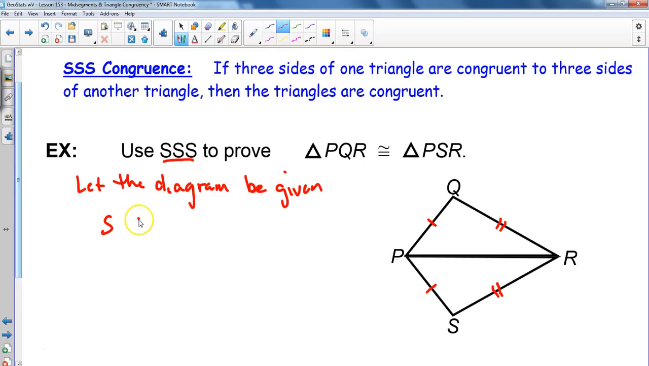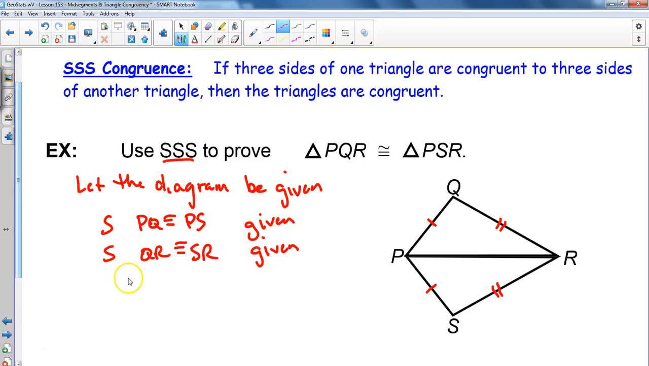So PQ is congruent to PS. The reason that I can make that statement is it's given information. It was given right on my diagram. Second one is QR is congruent to its corresponding side, SR. And again, that was given information. That's info that we started with.